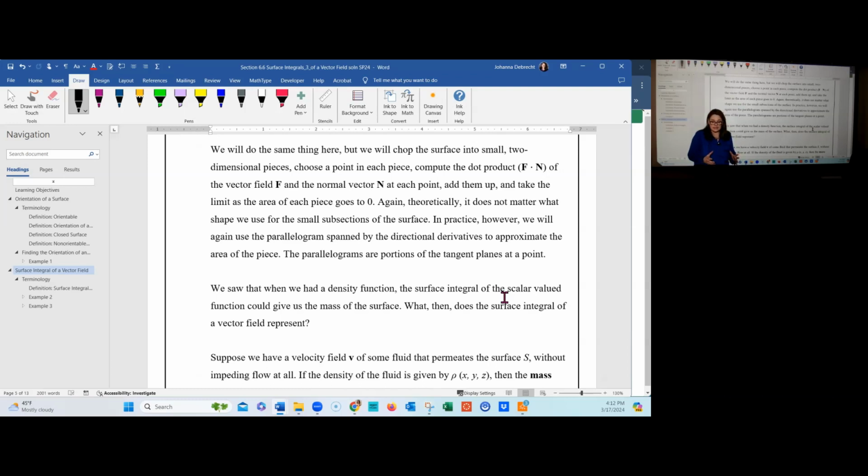Now, when we had a density function, the surface integral of the scalar valued function could give us the mass of the surface, how many kilograms it had. So what then does the surface integral of a vector field represent?